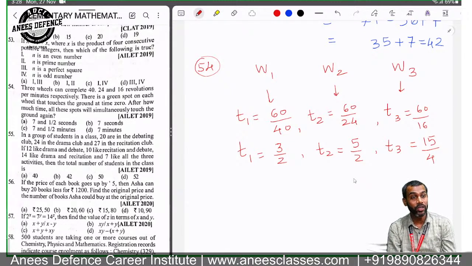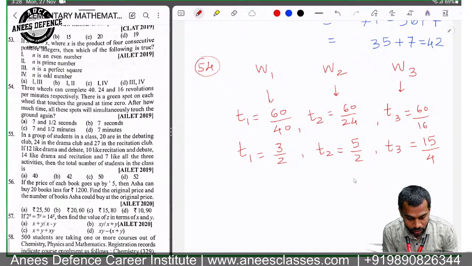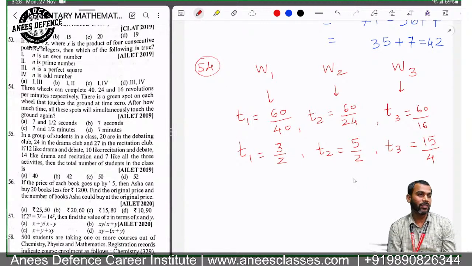So what is the LCM of 3 by 2, 5 by 2, and 15 by 4? What is the formula for LCM? LCM of numerators divided by HCF of denominators. So what is the LCM of numerators 3, 5, 15? 15. What is the HCF of 2, 2, 4? 2. So 15 by 2 is 7.5 seconds. Answer is A.